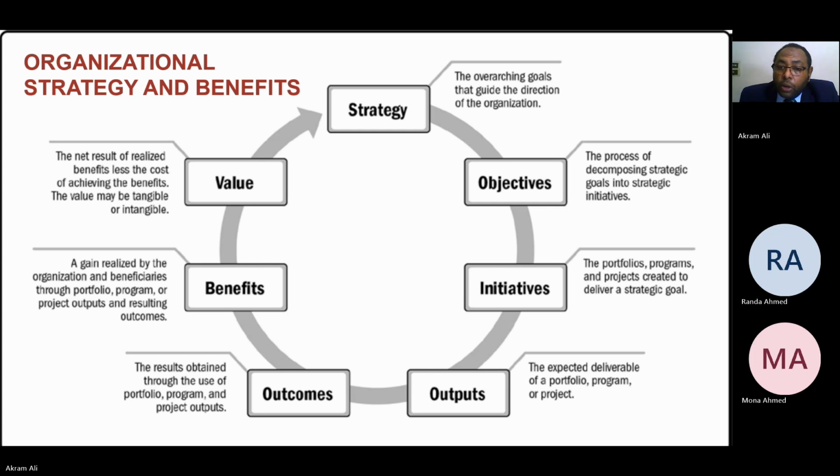Goals are then decomposed into organizational objectives that are executed via portfolio, program, and project management initiatives to deliver outputs, which result in outcomes. The outcomes then yield planned benefits that ultimately deliver the value sought by the organization.